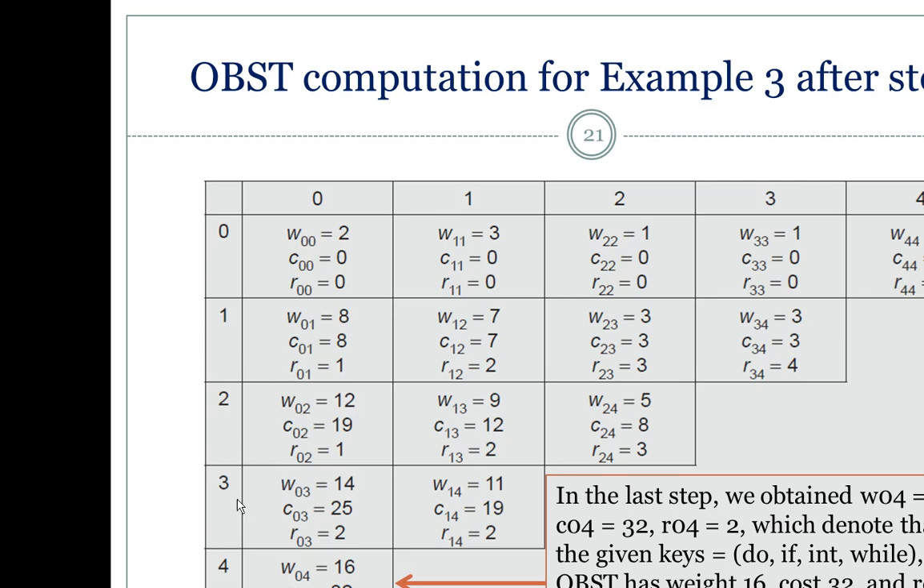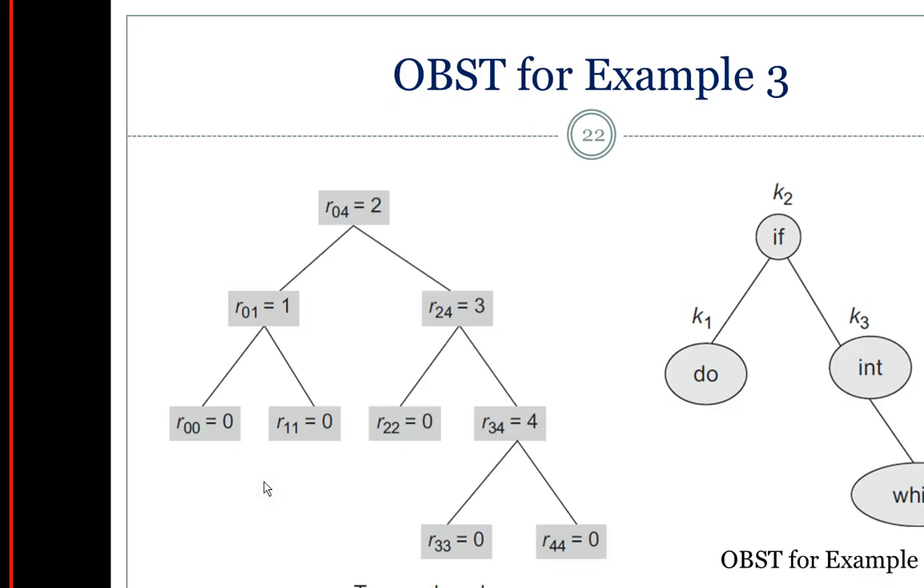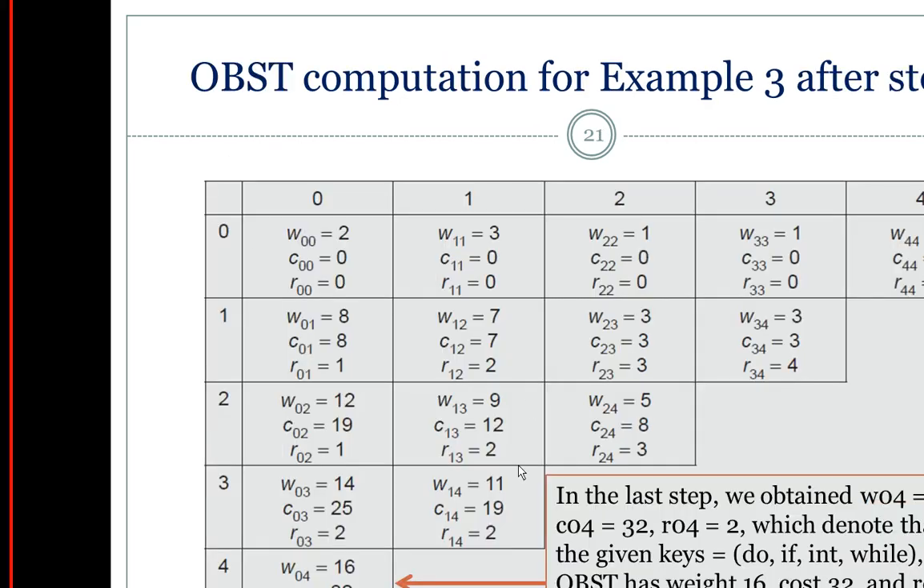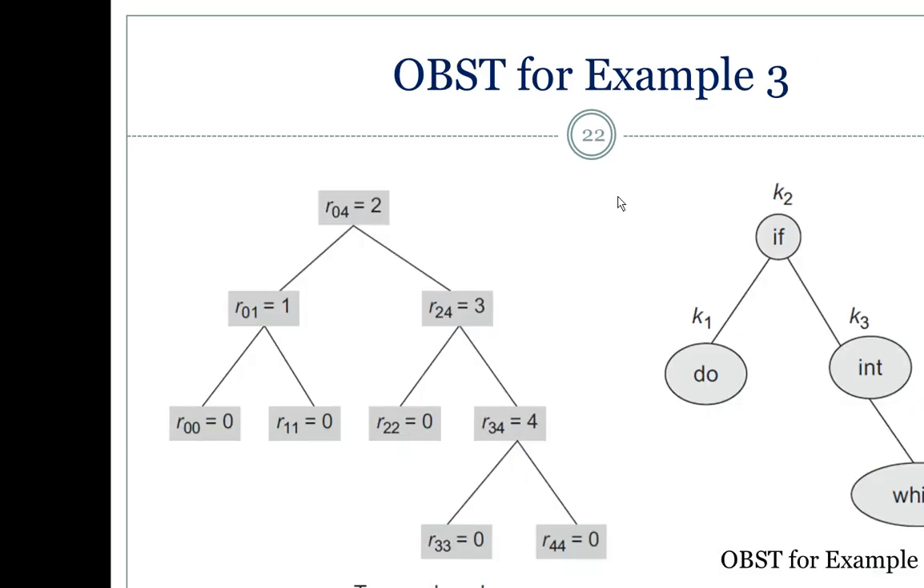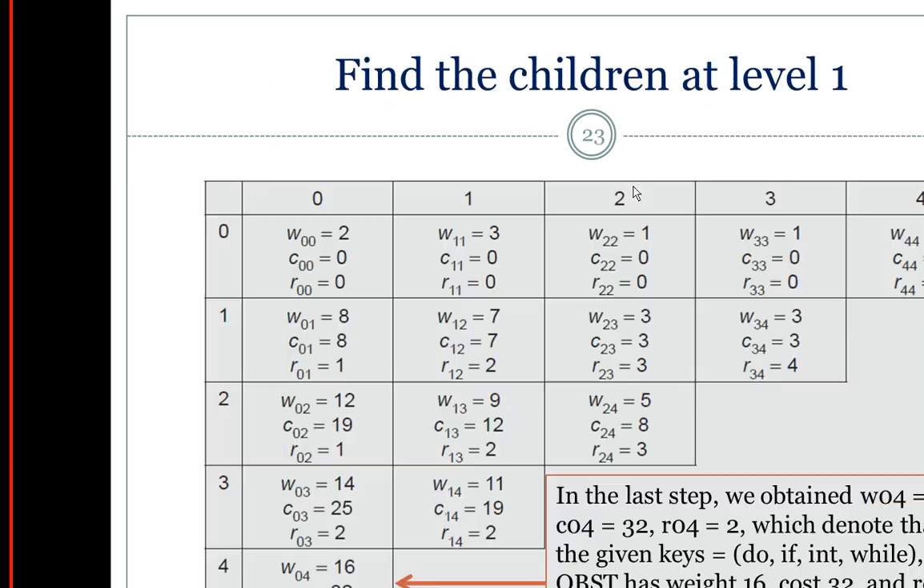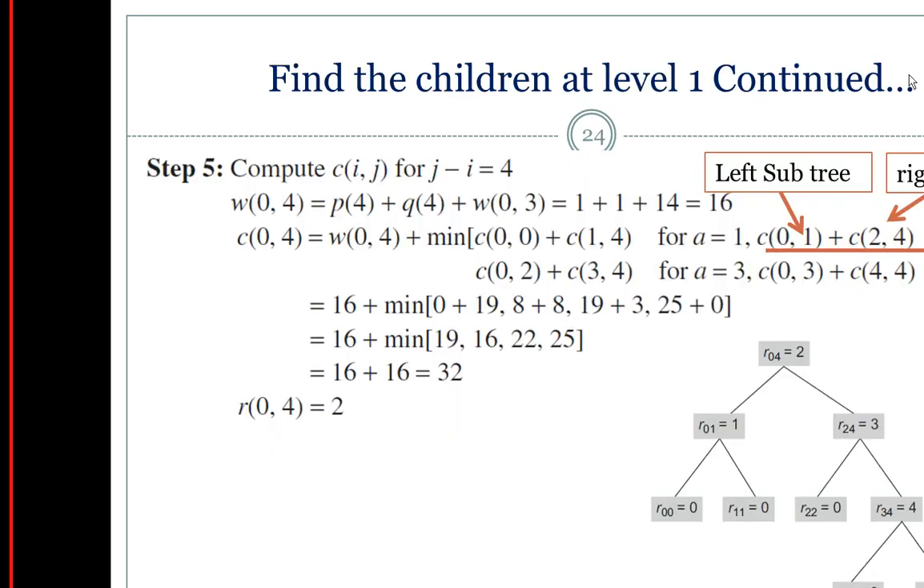Okay, but the root is this. The second key K2 is the root of the OBST. Now how do we find the remaining nodes of the OBST? Again, for that we have to consider this. How did we get the cost of 04, which is 32? We have to see the solved example, cost of 04.